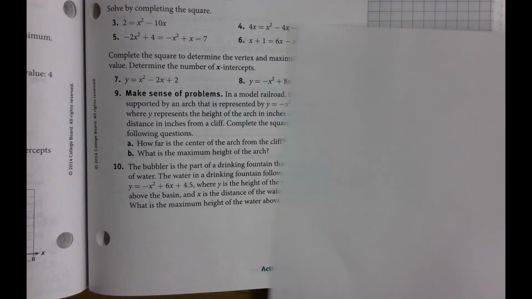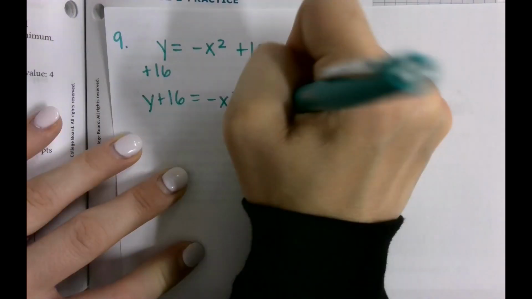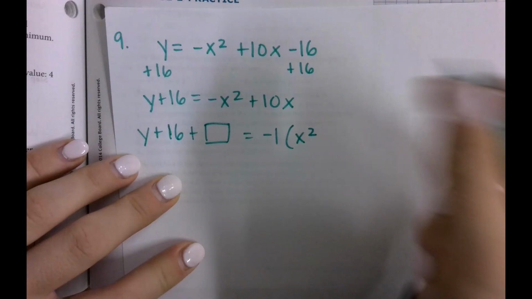So let me grab another. So y, again, pause it first, do it on your own first. And, all right, so again, move your constants to the other side, plus 16. All right, we don't want that negative, so we're going to take it out. I'm also going to put my squares, so I'm going to put negative 1 times x squared minus 10x plus.